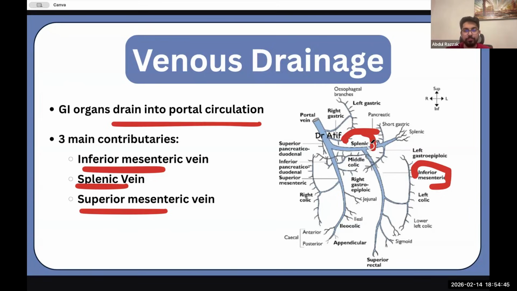And then this branch is going to go all the way and combine and join with the superior mesenteric vein, which has branches from the right colon, transverse colon, ileum and jejunum and whatnot. And this is going to happen behind the neck of the pancreas. So the formation of the portal vein happens behind the neck of the pancreas, then it continues toward the liver.